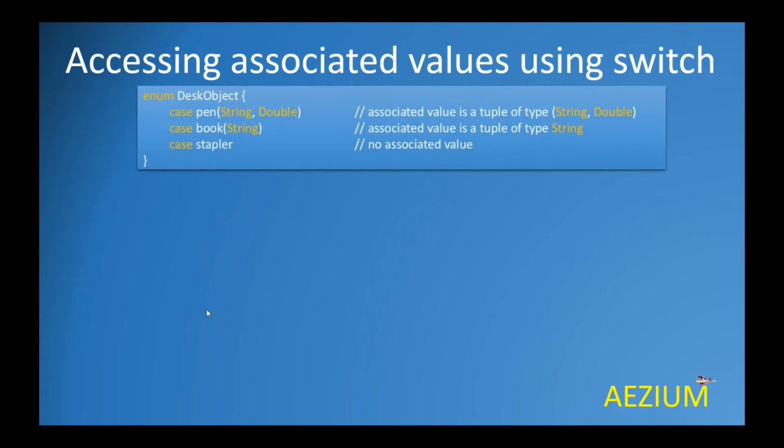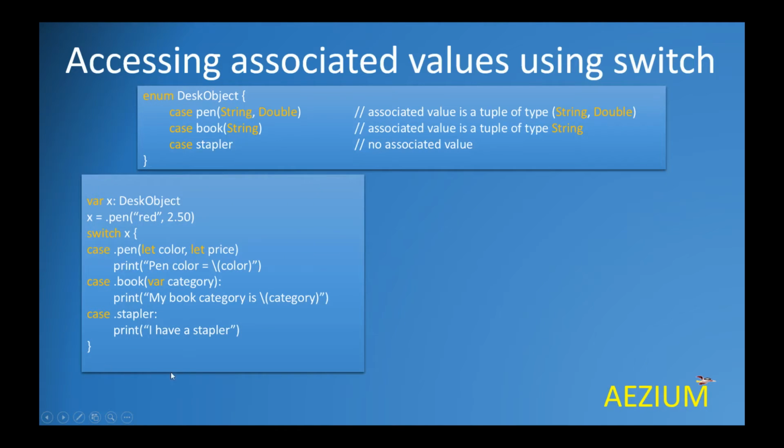Switches can be used to access the associated value of different cases of an enum. For instance, in this example, we could have an example like this, where we defined x to be a variable of type desk object, and desk object is defined here. And we assign to x a value which is equal to pen, and the associated values used are here. Now, if we decide to extract the associated values using a switch, we can do this.